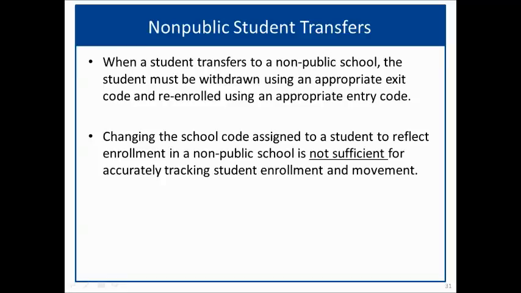Changing the school code that is assigned to the student to reflect that the student is enrolled in a non-public school is not sufficient for accurately tracking the student's enrollment and their movement to a new school. This is really, really, really important because just changing the school code can cause a number of data quality issues in downstream systems and reports.